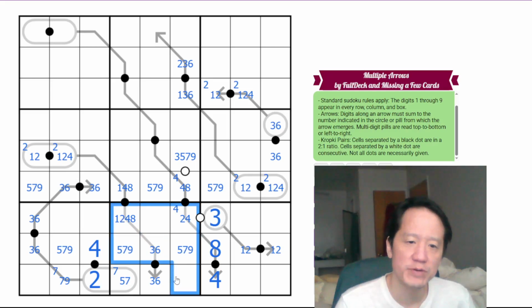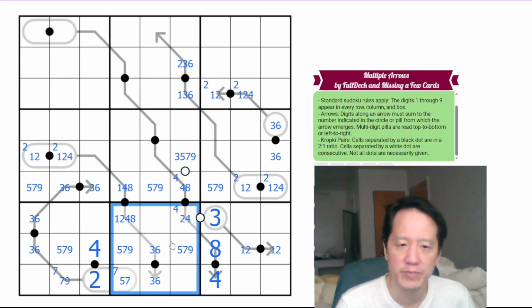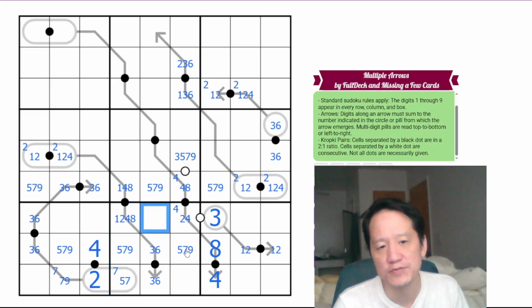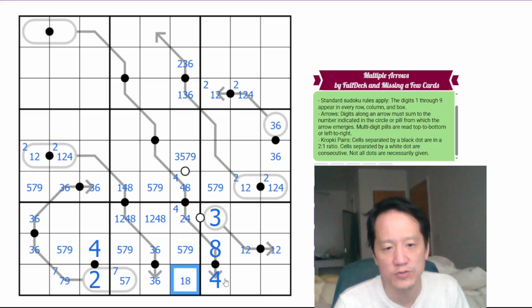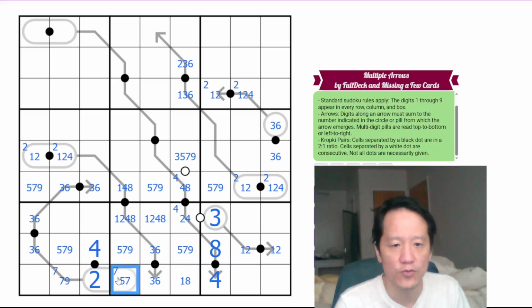Well, in this box, we have a 5, 7, 9 triplet, which eliminates 5, 7, and 9 from the rest of the box. So this cannot be 5, 7, or 9. It can't be 3 or 6. So this is 1, 2, 4, and 8, but it can't be 2 or 4 because of the 2 or 4 in the row.